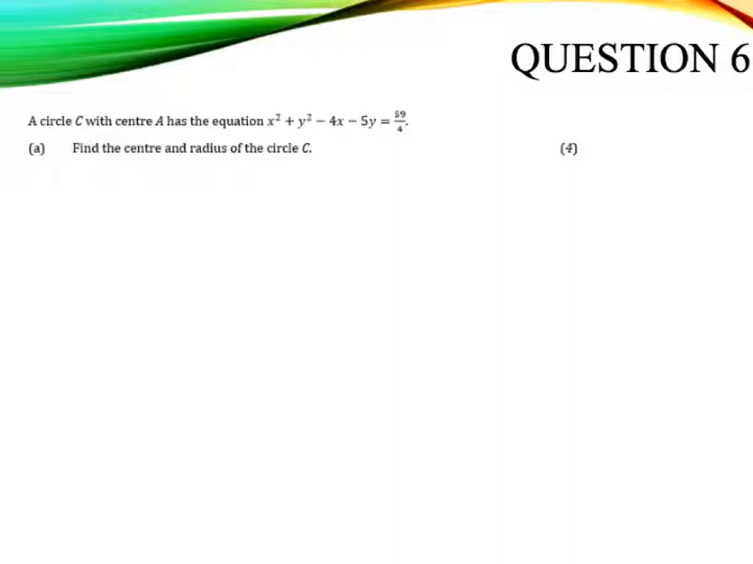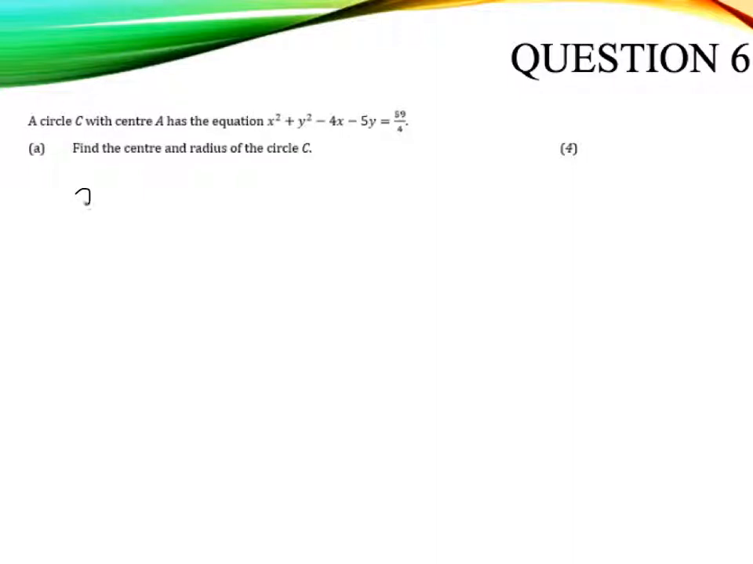Okay, let's have a look at the question then. It says a circle with centre A has the equation x squared plus y squared minus 4x minus 5y equals 59 over 4. Find the centre and radius of the circle C. So this is a fairly straightforward centre and radius of a circle question. The big difficulty that you might spot is that you've got a fraction here. So before we start worrying about it, let's just go through the same process that we would do normally. Let's get it in completed the square format, see what happens, and fingers crossed everything will work out nicely for us. So let's make a start.